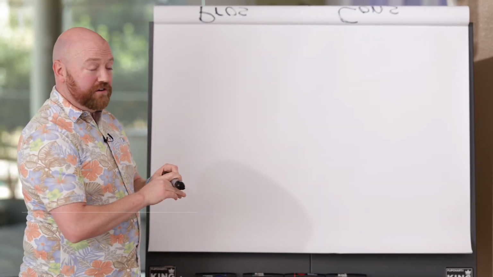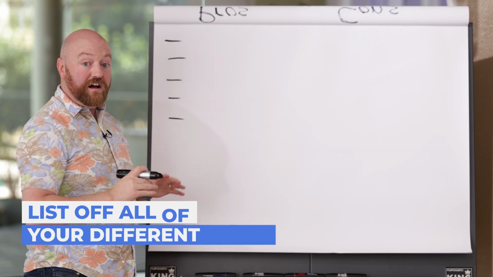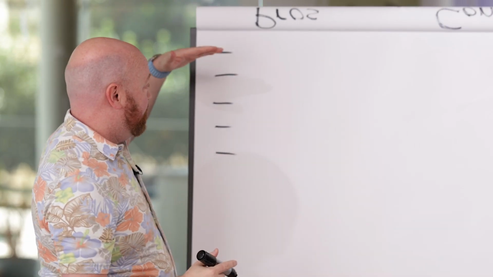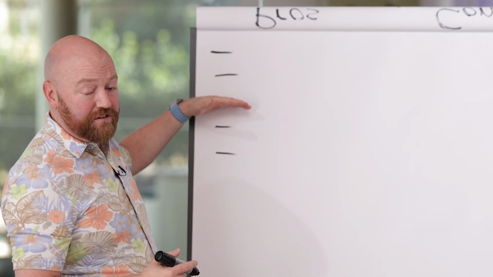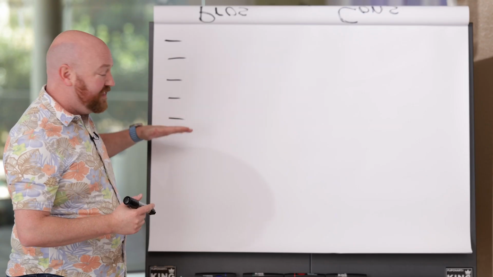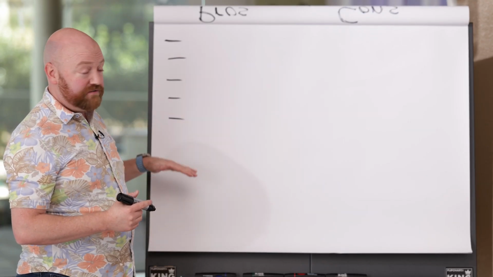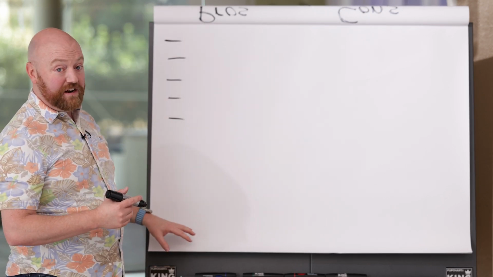So what you're going to do is list off all of your different tasks, all the things that you do. You could list down here, I'm checking and responding to emails. I'm making sales phone calls. I'm working on product development. Everything that you do in the course of a day, a week or a month, list them out. List every little nitty-gritty detail, okay?